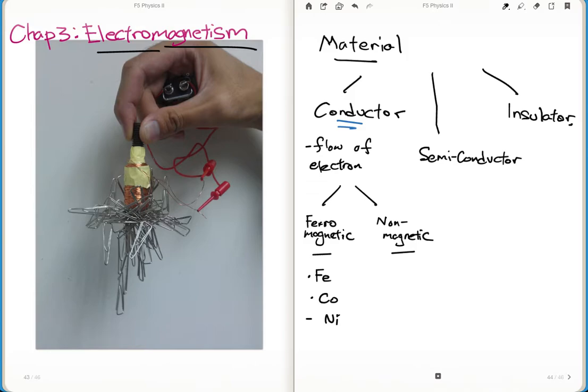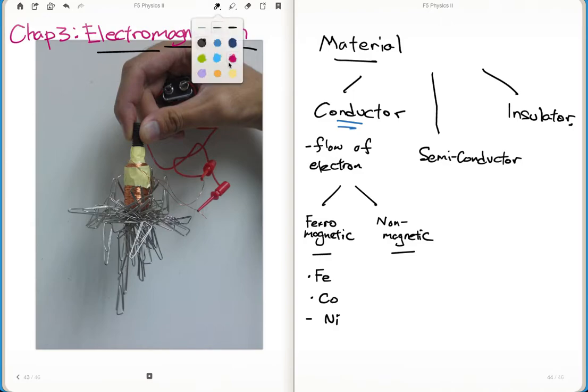You need to get the concept right, because whenever there's a movement of electron, then you will get a magnetic field. Movement of electron, you get a magnetic field. Okay, and a magnetic field is the region where you have magnetic force. So here you expect to have a magnetic field around this area. This is the magnetic field where you have magnetic force attracting all the ferromagnetic material.